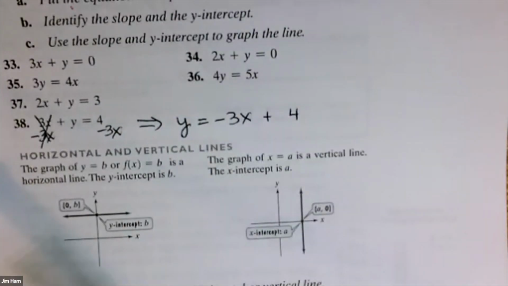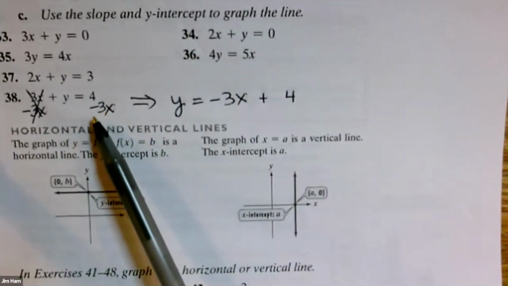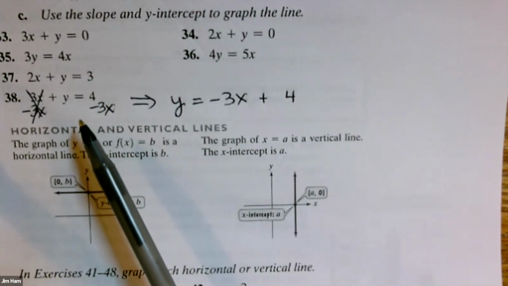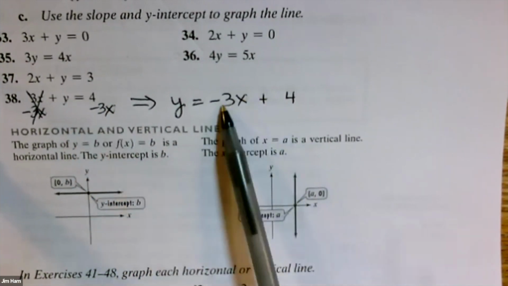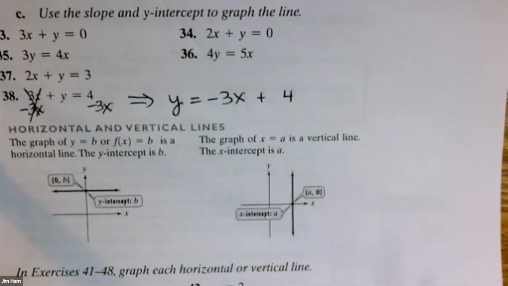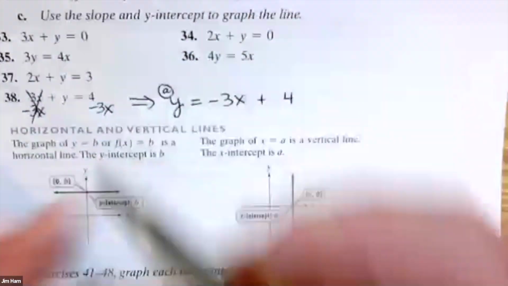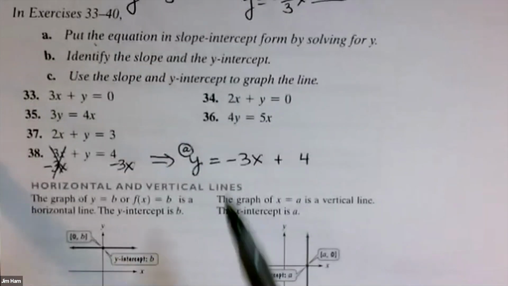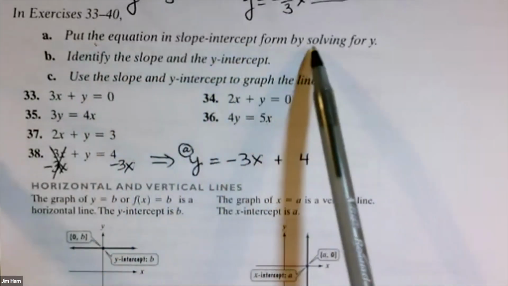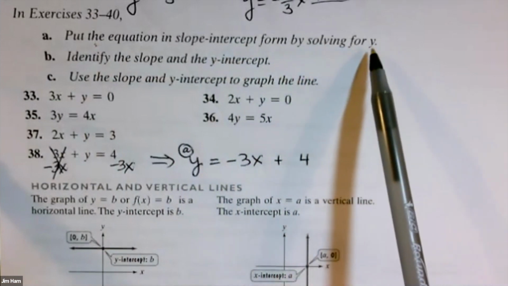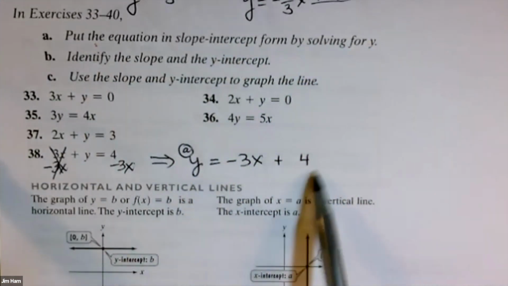You know from algebra that negative 3x and 4 are not like terms, so there's no way to combine them if you add them together. So we just write it negative 3x plus 4. Just write both terms. Okay, so this would be part A, because in part A, they wanted us to put the equation in slope-intercept form by solving for y. And that's what we did here.